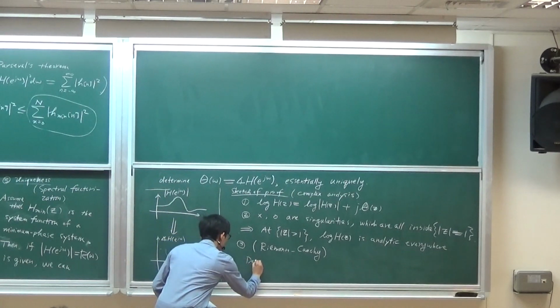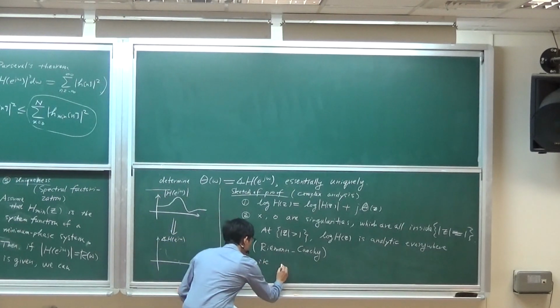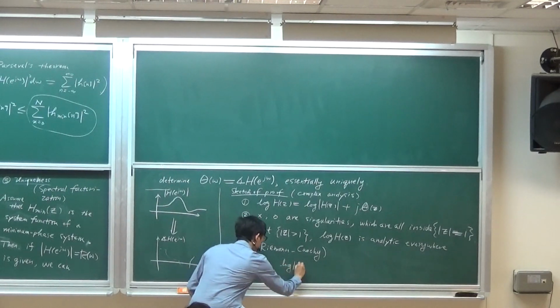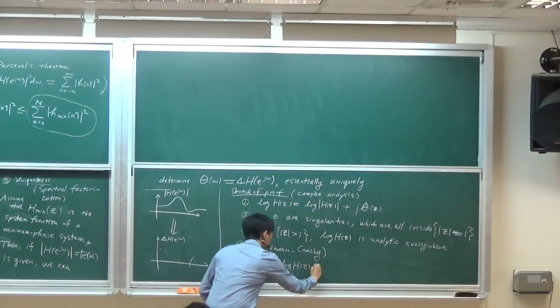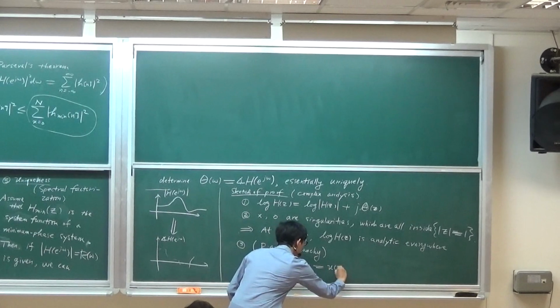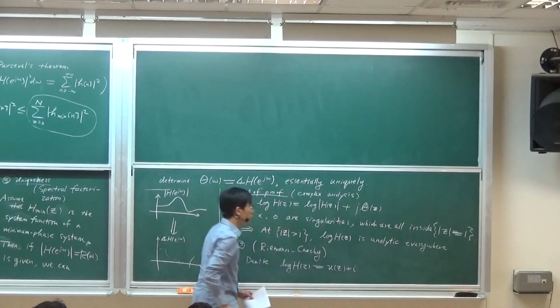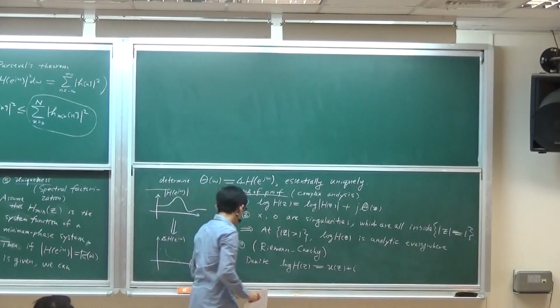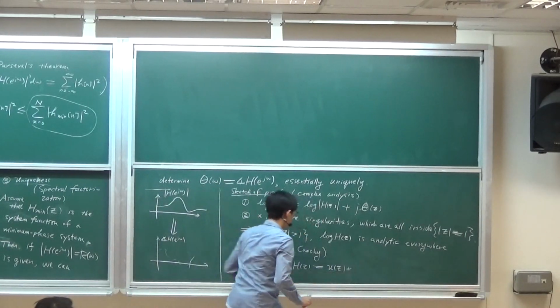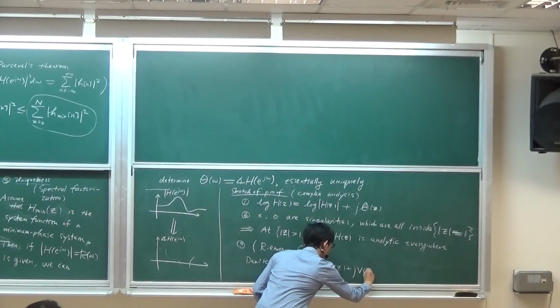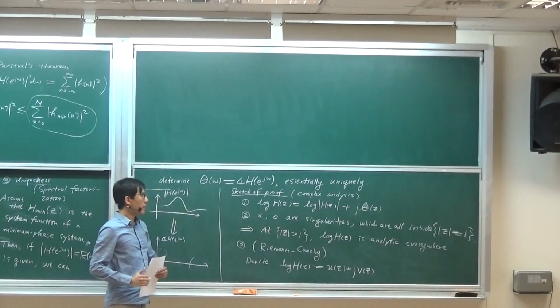Now let's denote the real part and imaginary part as u and v. Easier this way. Let's denote log of H(z) as u(x, y) plus j times v(x, y). We've been using j, so let me just keep using j. Real part, imaginary part.